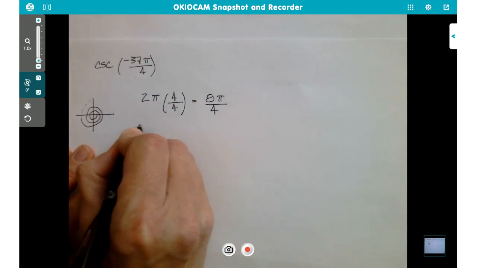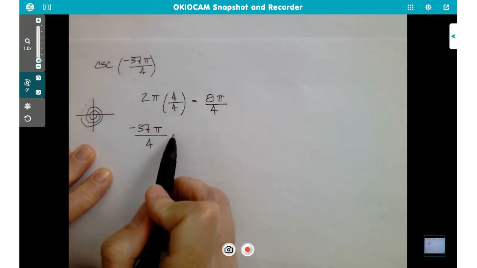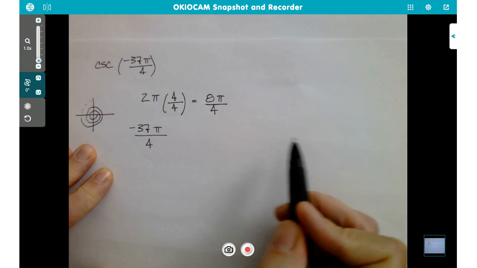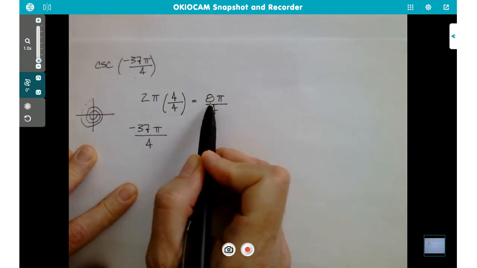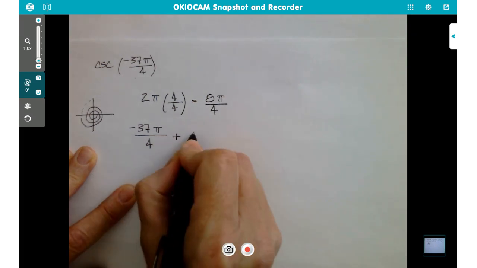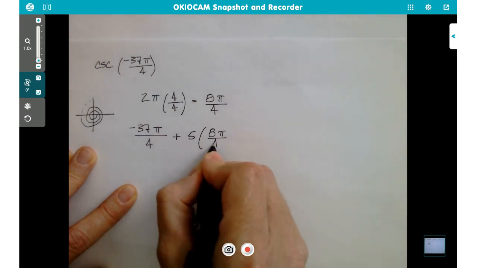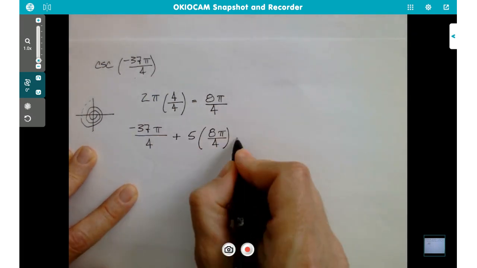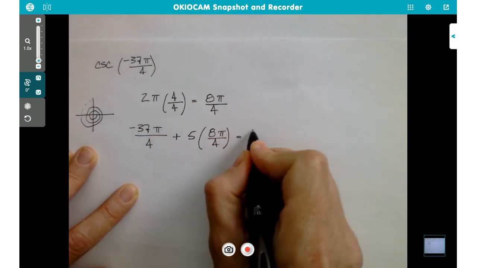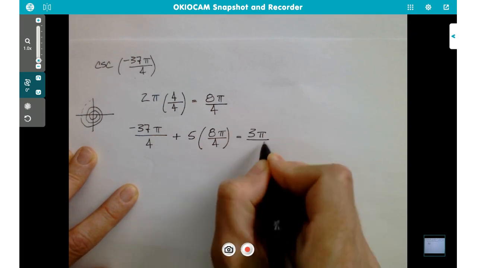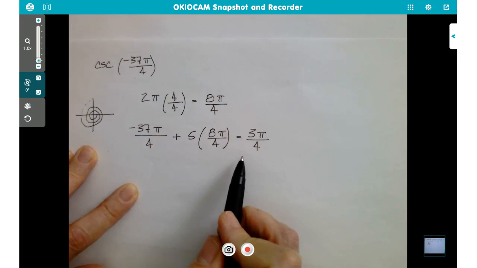So I'm going to go negative 37 pi over 4, and you can add 8 pi over 4 one at a time until you get there if you want. I know 5 times 8 is 40, so I'm just going to do it all at once. If I add 2 pi 5 times, now I have negative 37 pi plus 40 pi. That's over 4, both of them. That's 3 pi over 4. And that's one I know about. That's one the unit circle can do.